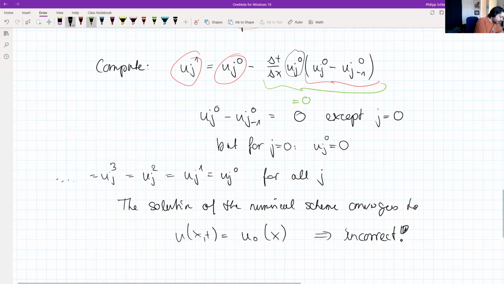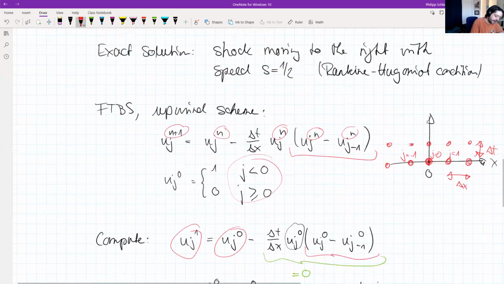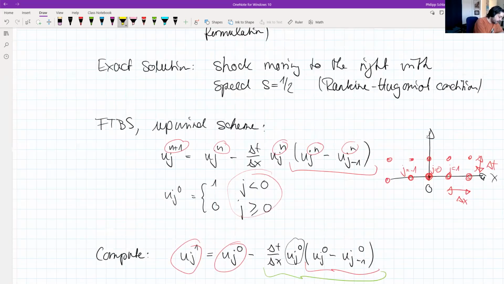And I'm really using the word converge here because I can now refine my mesh in delta t and delta x. So I can make my grid spacing, delta x and delta t, smaller and smaller and smaller, where in principle I would expect to get better results, but actually it turns out it is not getting better. And this is a fundamental problem for nonlinear conservation laws.